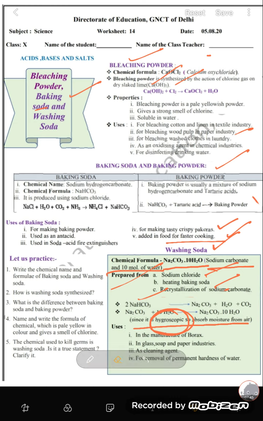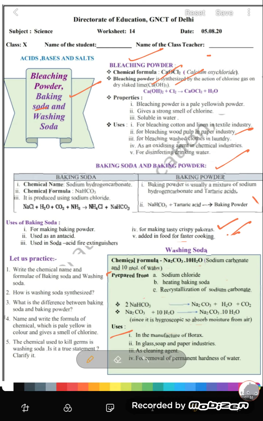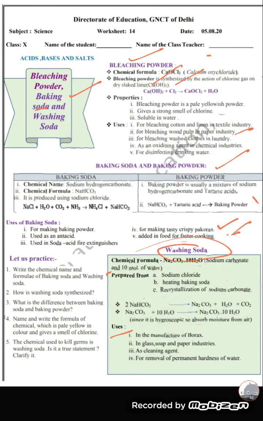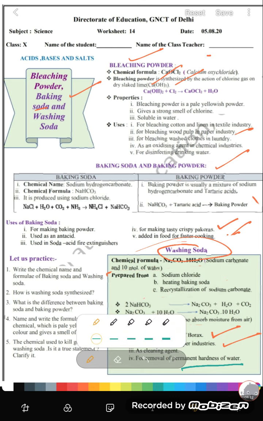Now students, we will learn the uses of washing soda. It is used for the manufacture of borax. It is used in the glass, soap and paper industries. It is used as a cleansing agent, and for the removal of permanent hardness of water, right?